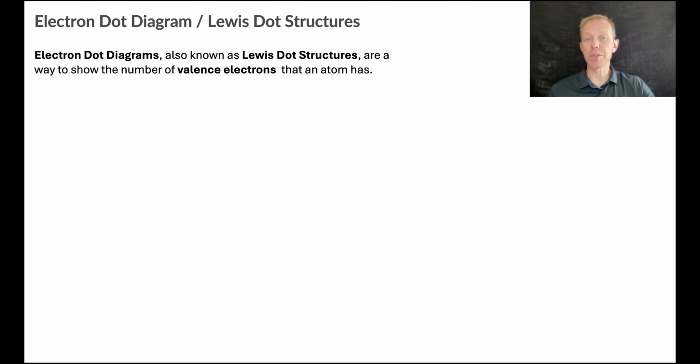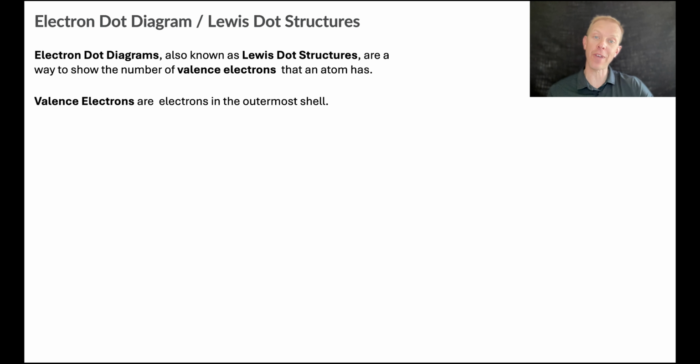Electron dot diagrams, also sometimes called Lewis dot structures or Lewis dot diagrams, are a way to show the number of valence electrons that an atom has. Remember that a valence electron is an electron found in the outermost shell or energy level.